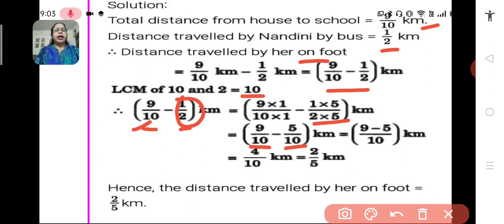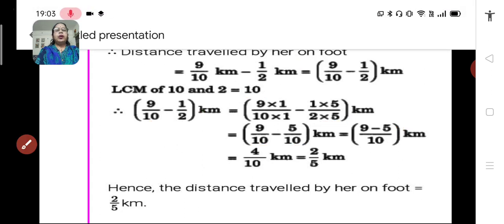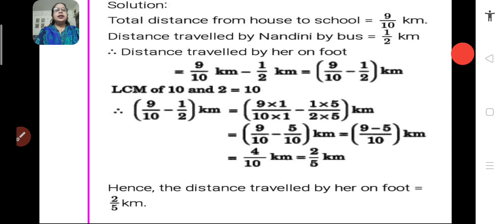So, 9 upon 10 minus 5 upon 10 kilometers. We retain the denominator and subtract the numerators. What do we get? We get 4 upon 10 kilometers. That means, when reduced to lowest form, it gives us 2 upon 5 kilometers. So, the distance travelled by her on foot is 2 upon 5 kilometers. Here, from the total distance, we have to subtract the distance travelled by bus, so we get the distance travelled by foot, which is 2 upon 5 kilometer.